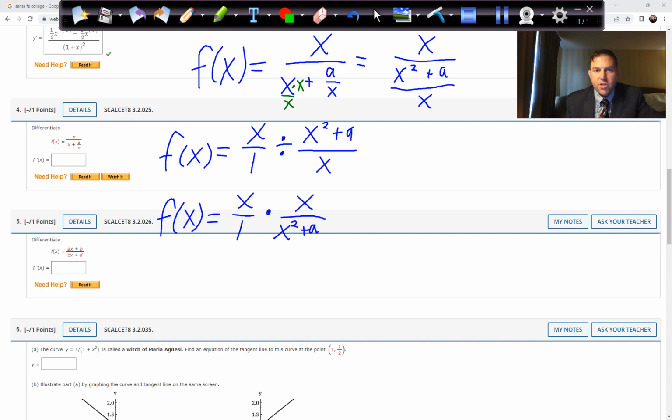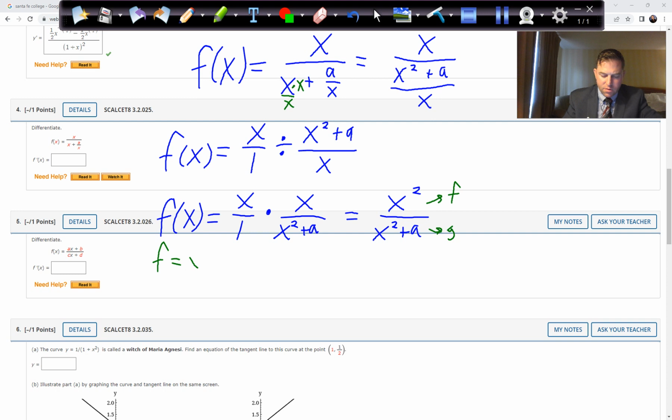So we can change a division symbol into multiplication if we flip the second fraction. Now we multiply straight across and we get x squared over x squared plus a. Now I think I made it maybe a little simpler, but we still have to use the quotient rule. So we're going to call this f and we're going to call this g.